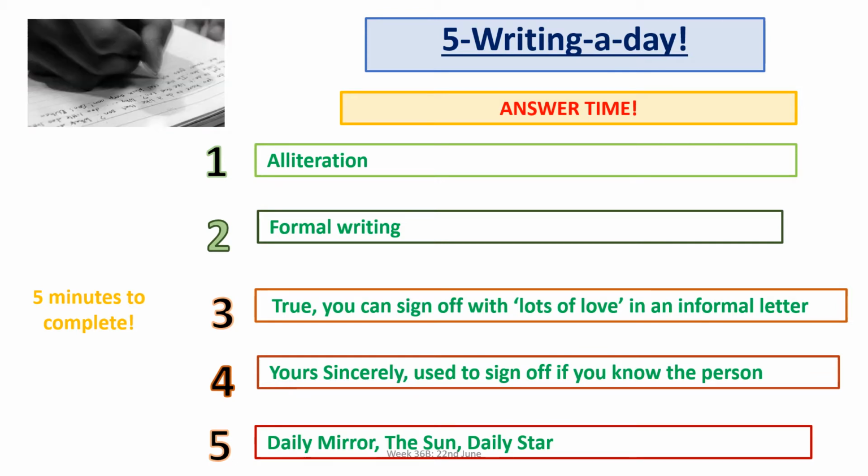And the last one, I asked you, could you name some tabloid newspapers, okay, where a lot of the articles they would write would be around celebrities and sport and sort of gossip rather than groundbreaking news. So I've put like the Daily Mirror, the Sun, or the Daily Star.